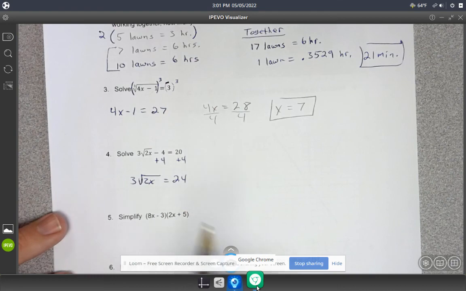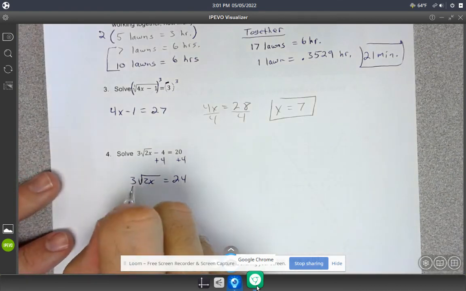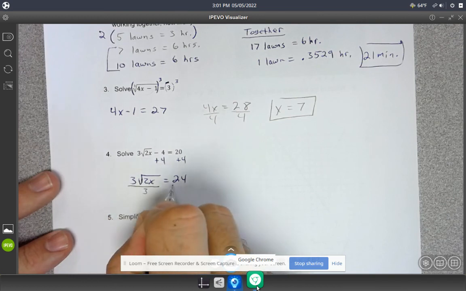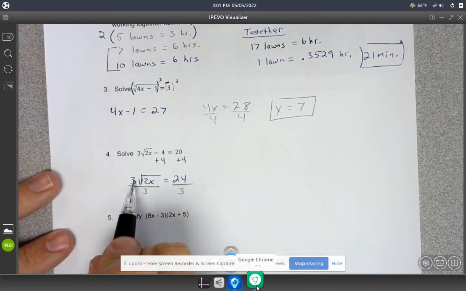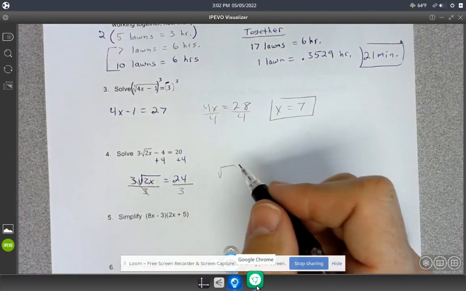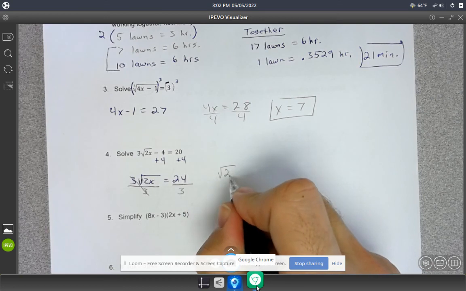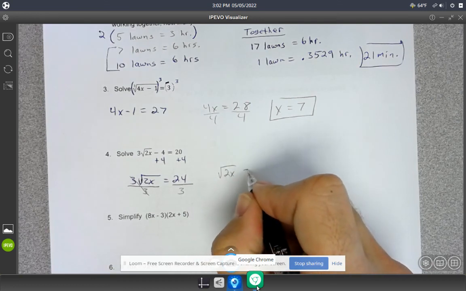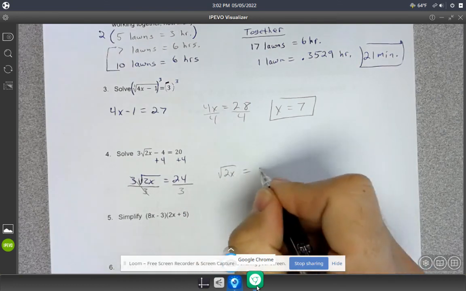I got this 3 that's connected to it. So it's connected by multiplication, so I can divide by 3 to get rid of it. You know, it's like I'm multiplying by 3, dividing by 3, so they cancel. It's going to leave me with the square root of 2x is equal to 8.